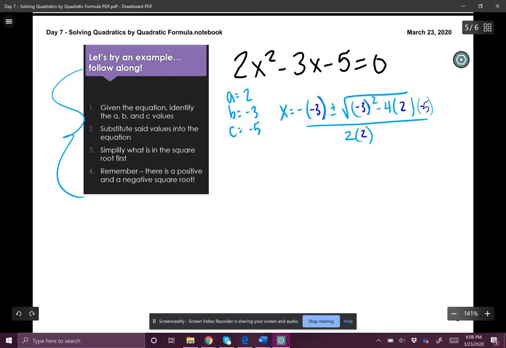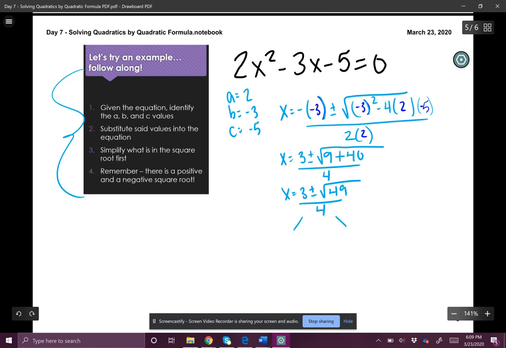All right, let's do some simplifying. Here we've got a -3 is +3, plus or minus the square root. -3 squared is 9, minus, we've got 4 times 2, which is 8, times -5 is going to give us -40, but we're subtracting a -40, so it's basically the same thing as adding 40, all divided by 4, 2 times 2. From here, let's go ahead and add up what's underneath our square root. 40 plus 9 gives us 49 over 4.